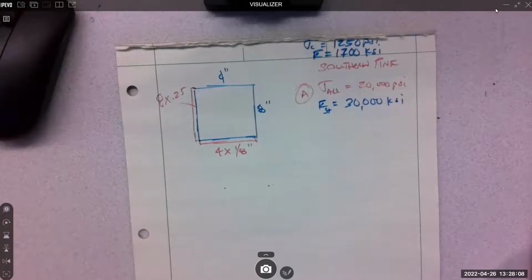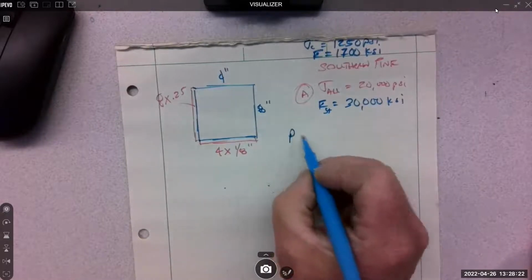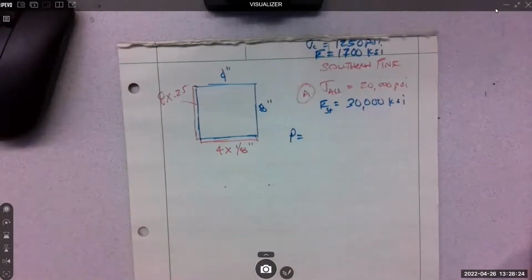What is... 2 plates. Use nominal dimensions. Calculate the maximum axial compressive load. So that's P, right? Load is P. So there should be a P equals equation for multiple materials.